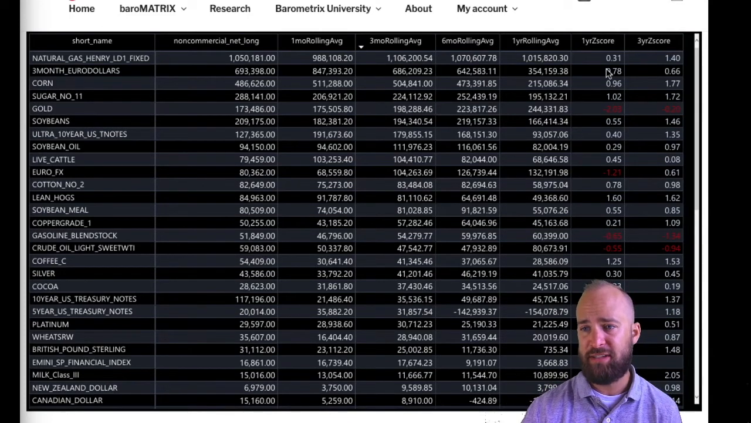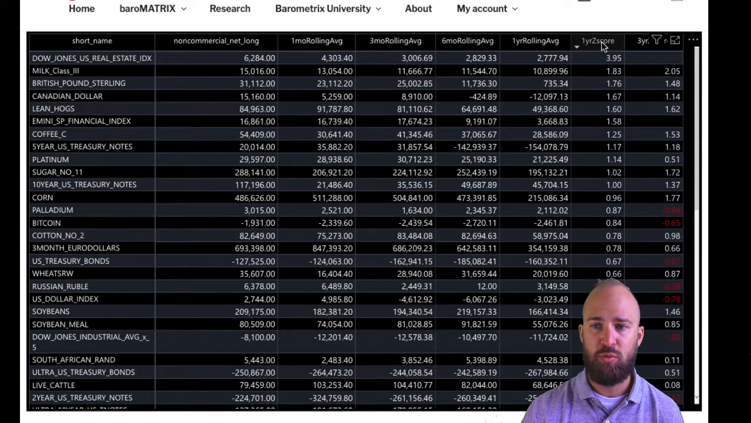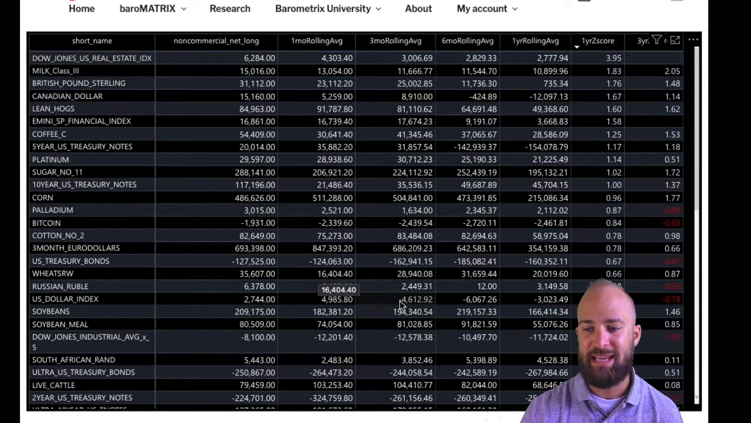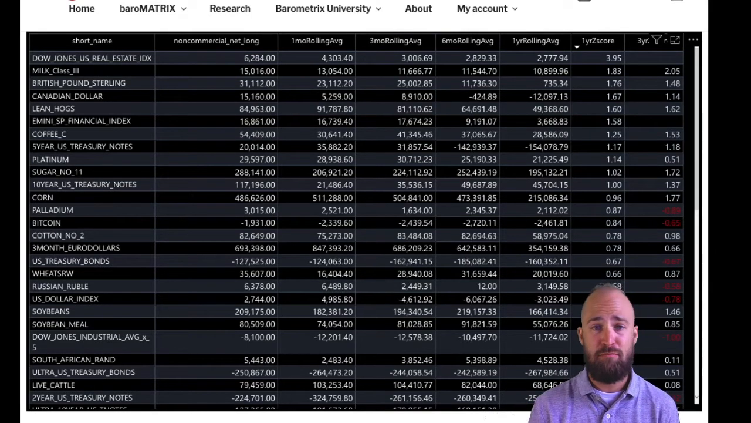So what I like to do is come into the market positioning table here and sort on this 1 year Z-score column. So then we immediately see what the market is extremely net long and net short in. So right now we see, with a 1 year Z-score of 3.95, the Dow Jones US Real Estate Index has an extreme market net long position. So, 3.95 is something that happens less than 0.01% of the time. So relative to where it's been in the last year, this is an extreme net long position.